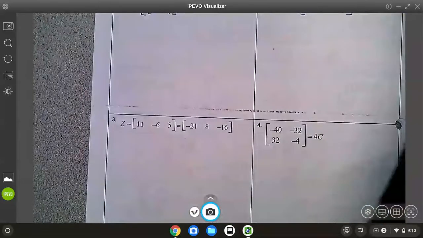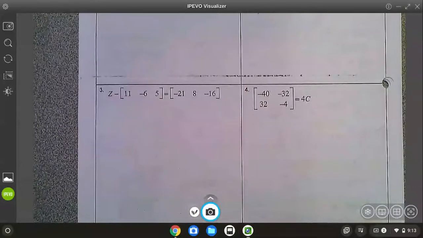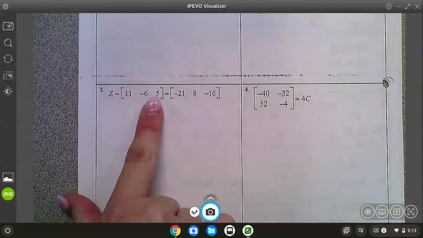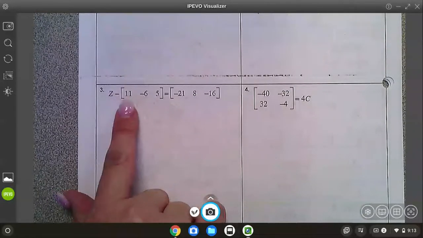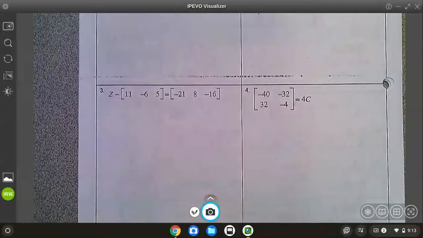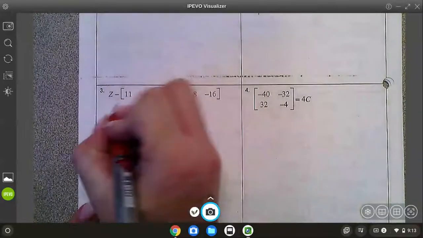Look at number 3 and tell me what step you think I should do. We're going to add this matrix to both sides. So if I had a problem that was z minus 8 equals 10, we would do plus 8. You always do the opposite. It's what you learned when you were solving equations in Algebra 1.